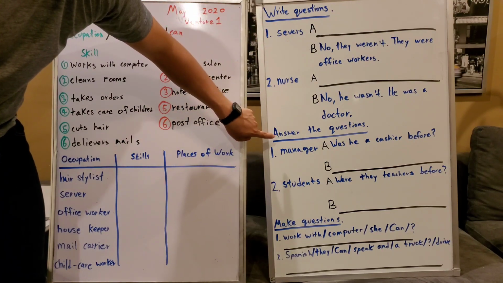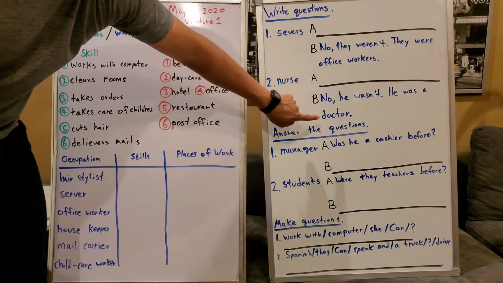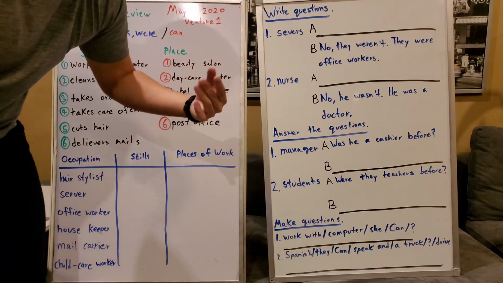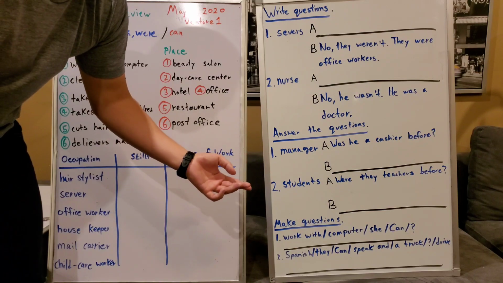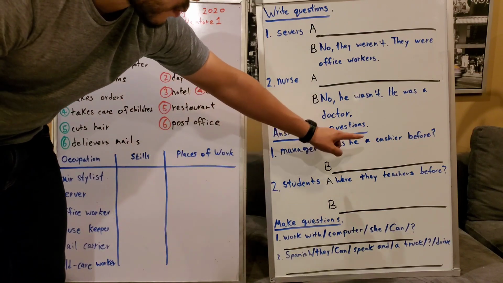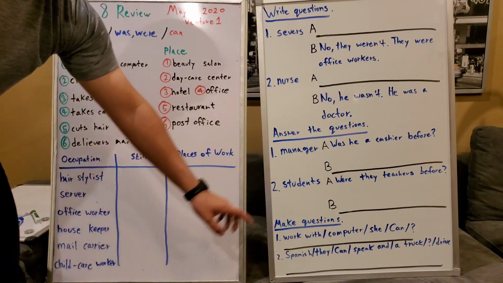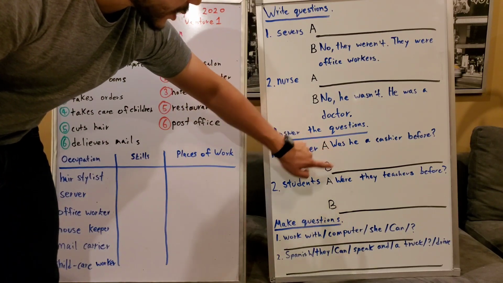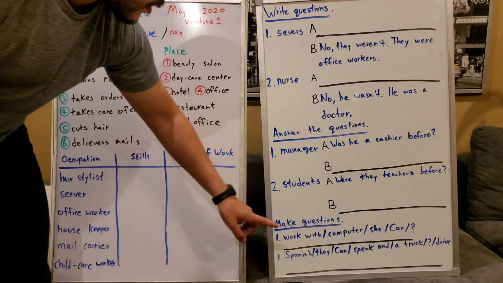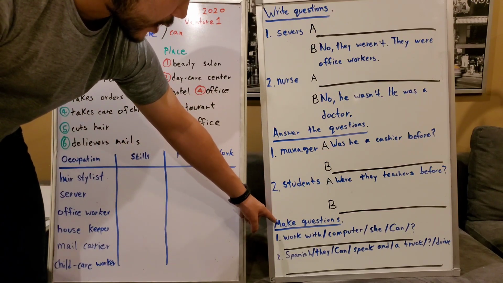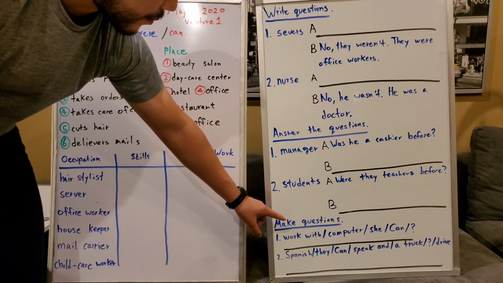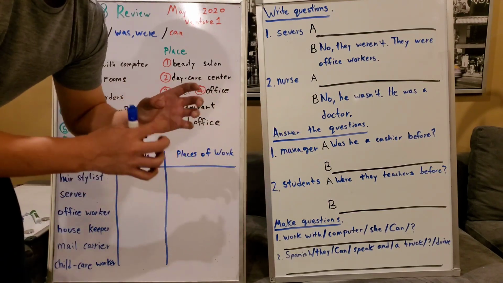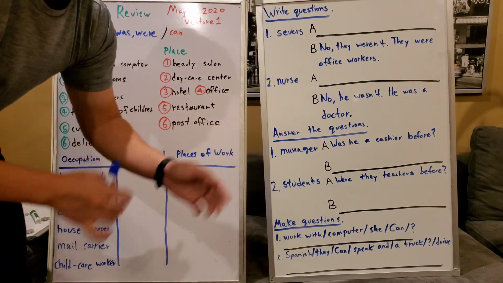For this exercise, it says answer the questions. So it's the opposite from this one, where I give you the name of the occupation, but then it comes with the question, and you have to answer this question now. And finally, here it says make questions. In this exercise, you just need to arrange the words so it becomes a complete question.